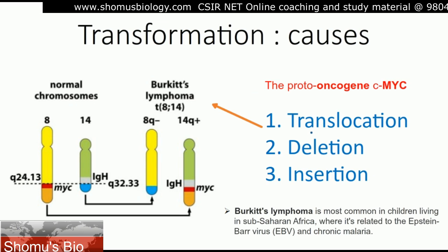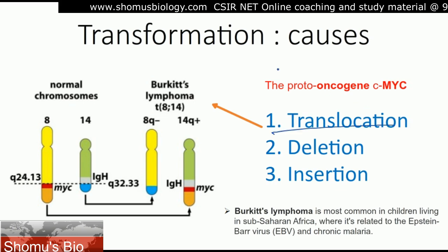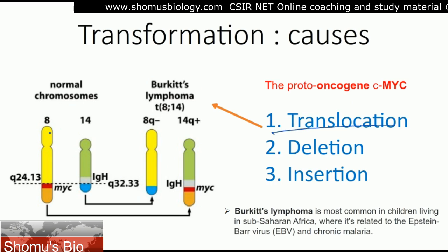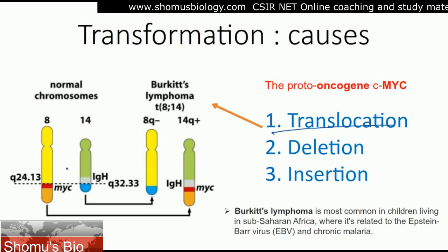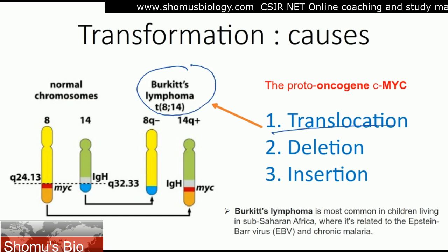For example, let's look at the first type, translocation. What happens is that the chromosomal translocation of chromosome 8 and 14, swapping of the chromosome segment between chromosome 8 and 14, may lead to formation of Burkitt's lymphoma. Okay, it's a cancerous situation. Now why can translocation cause cancer? Try to understand the mechanism.